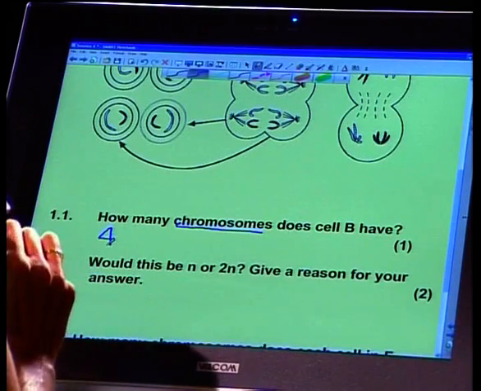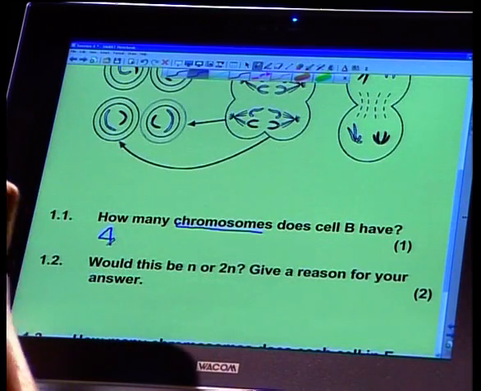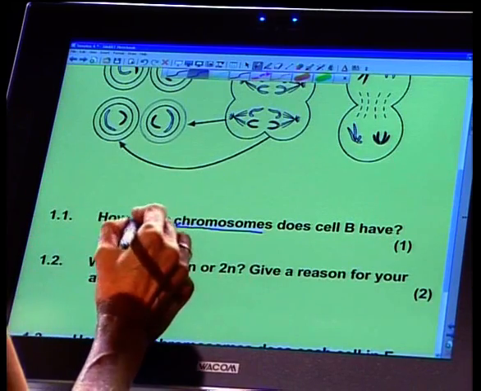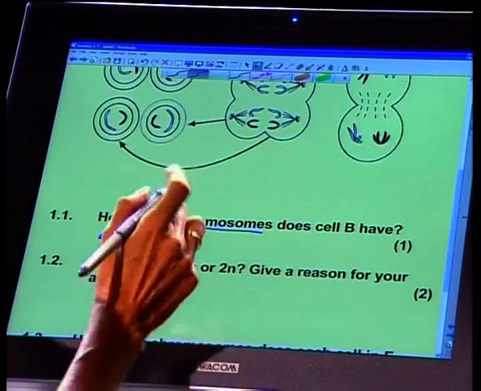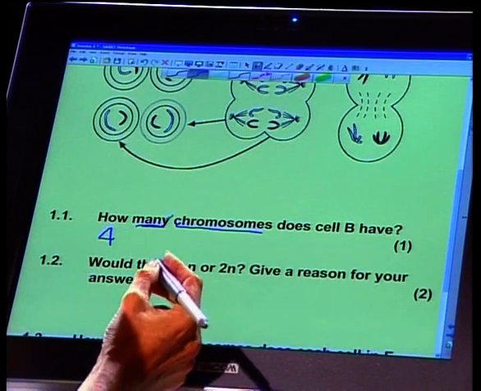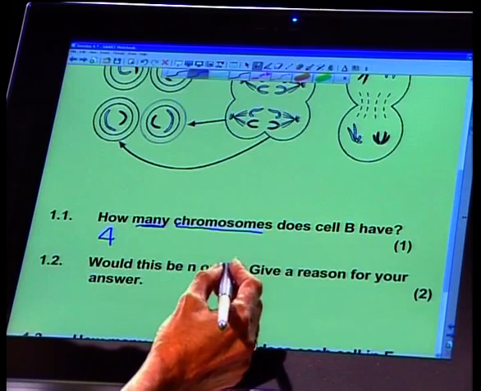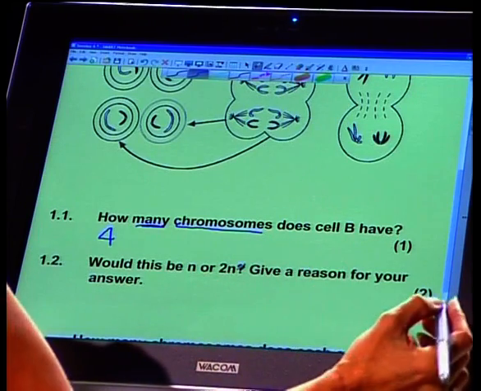So how many chromosomes does cell B have? It has 4 chromosomes, not 2 pairs. It's not asking you how many pairs. So just how many chromosomes. Then, would this be haploid or diploid? Give a reason for your answer.